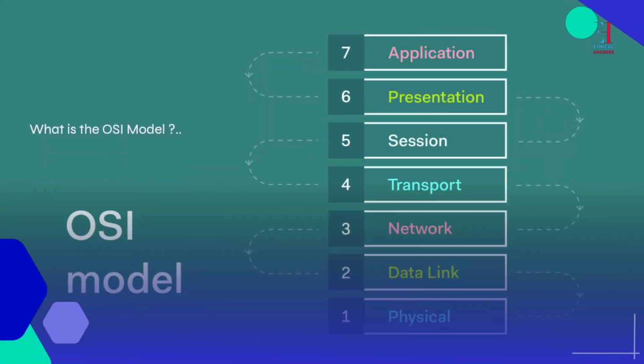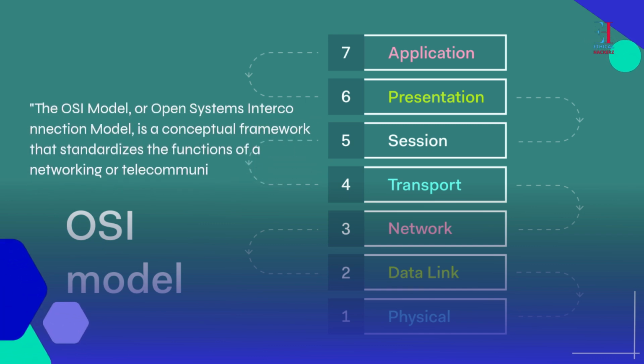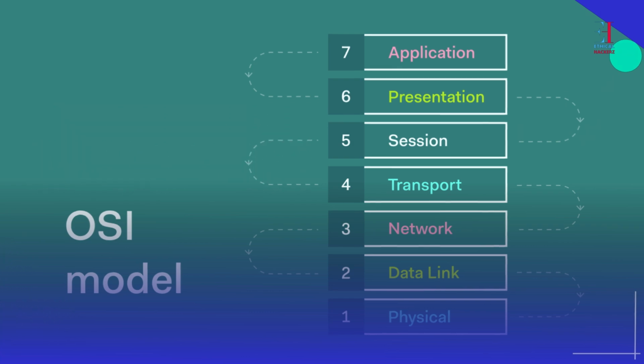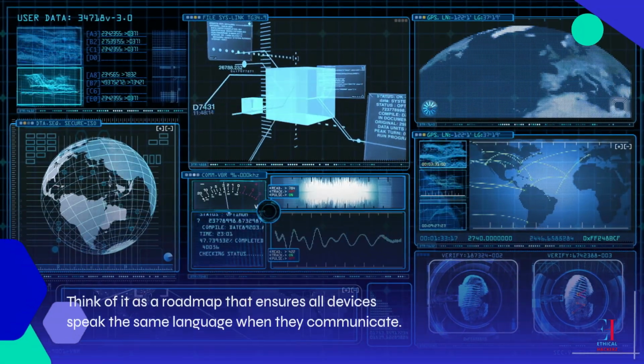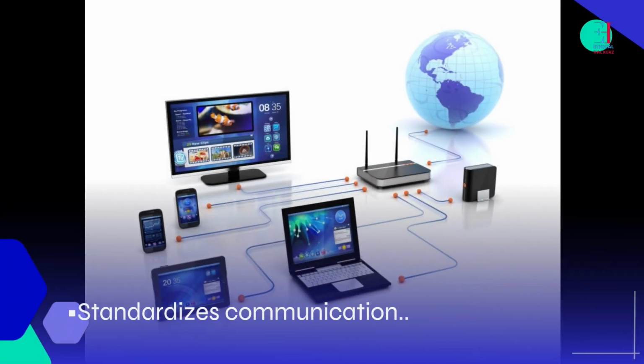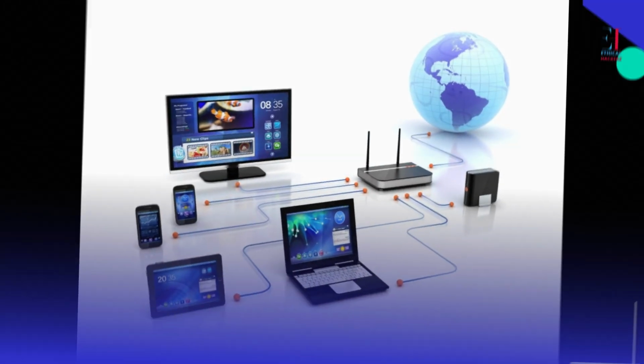What is the OSI Model? The OSI Model, or Open Systems Interconnection Model, is a conceptual framework that standardizes the functions of a networking or telecommunication system into seven layers. Think of it as a roadmap that ensures all devices speak the same language when they communicate. Why is it important? Standardizes communication, troubleshooting made easier, helps with protocol design.